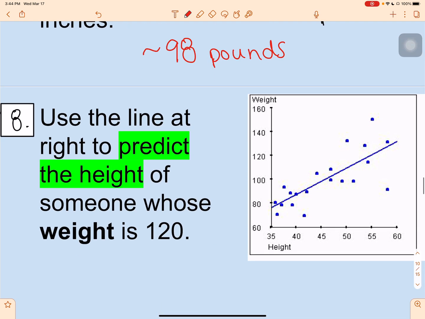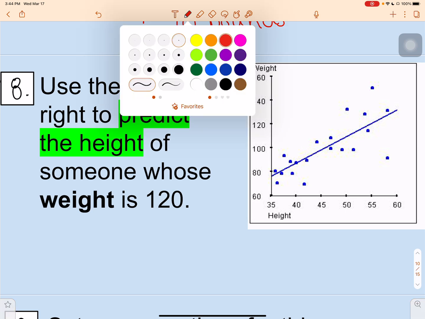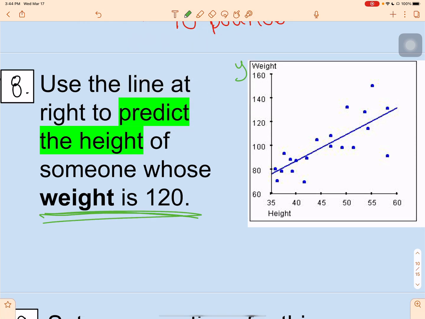All right, so use the line at right to predict the height of someone whose weight is 120. So this time they give us the y here. They give us the weight, okay? They say that their weight is 120 pounds. So let's use this data to predict how tall we think somebody might be who weighs 120 pounds. Again, this is a prediction. It's not for sure. It is a prediction.